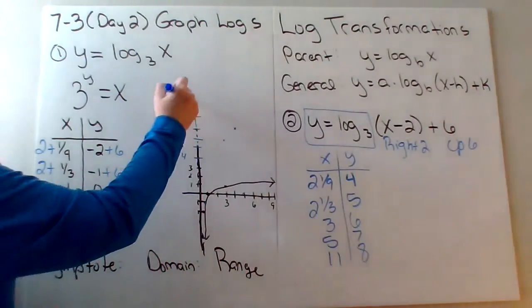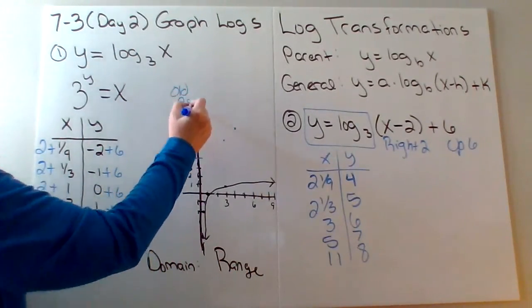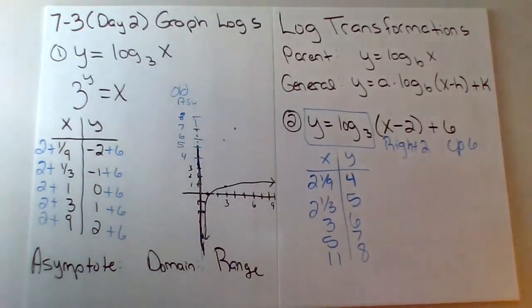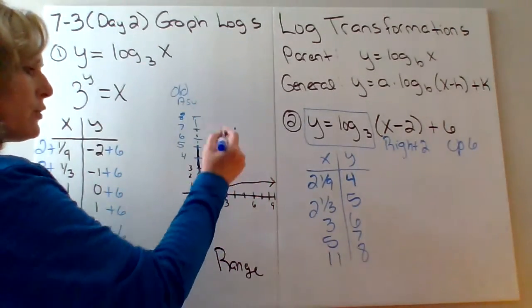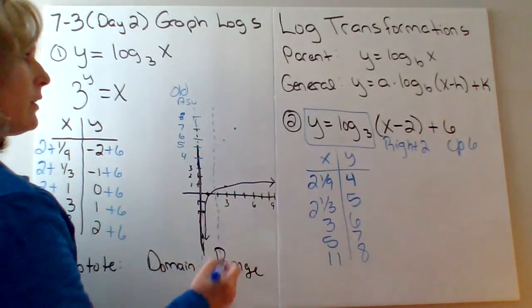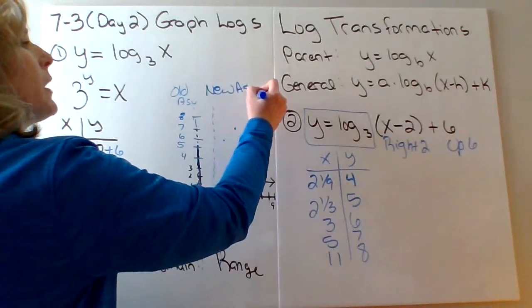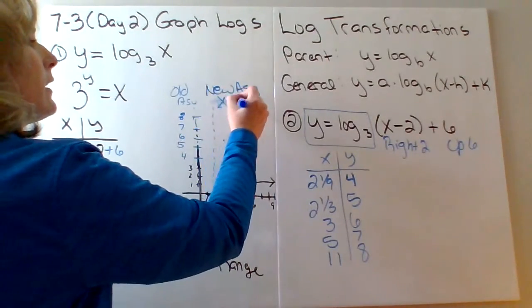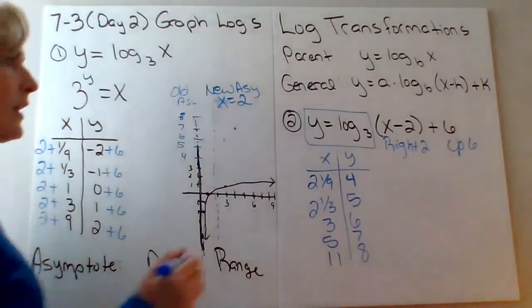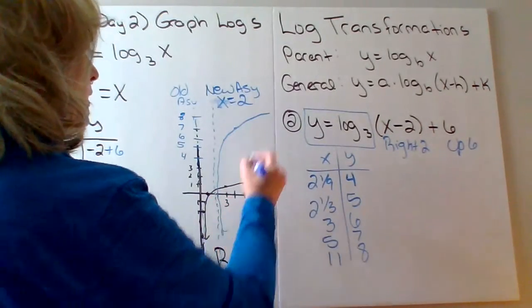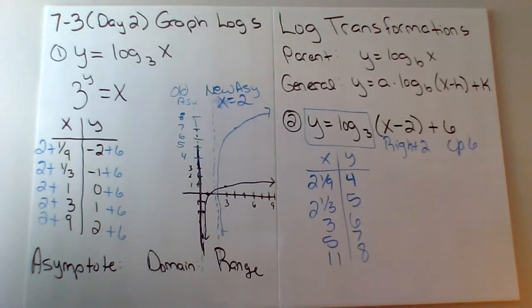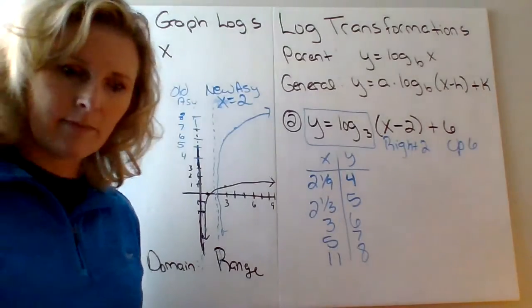So since you had your old asymptote right here at x equals 0, now since we just shifted everything to the right 2, that also shifts your asymptote. So we have a new asymptote at x equals 2. So then if we went through and connected the dots, your new graph would look something like this. So everything just went to the right 2 and up 6.